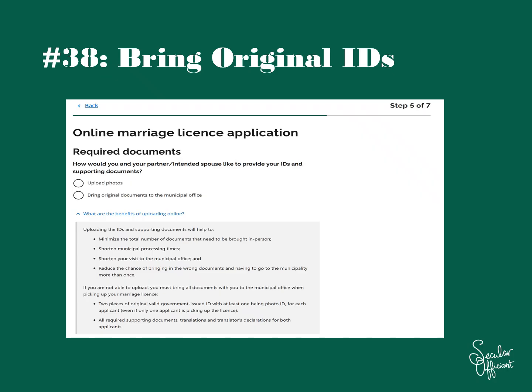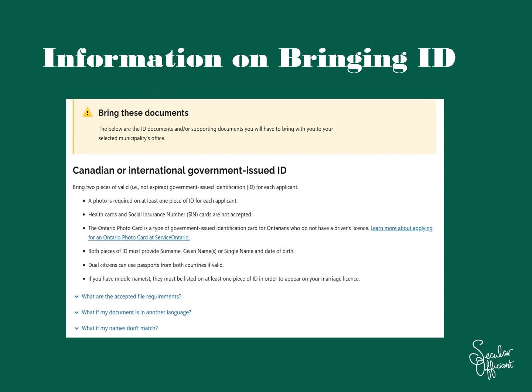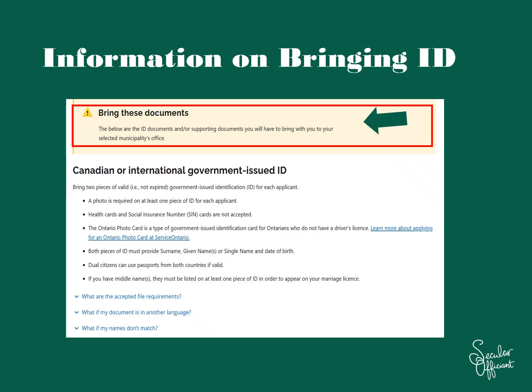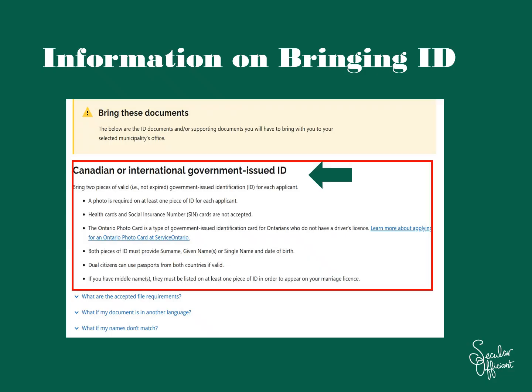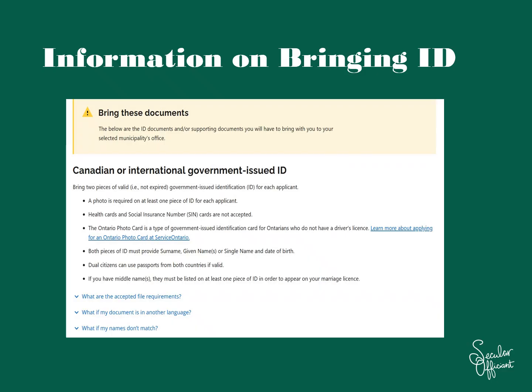For this video, we are selecting the option to bring original documents to the municipal office. A reminder will appear indicating that you will need to bring ID and supporting documents to the municipal office. Below the reminder, there is information about government-issued identification, what types of files are accepted, the language of the documents, and identification with exact names matching.